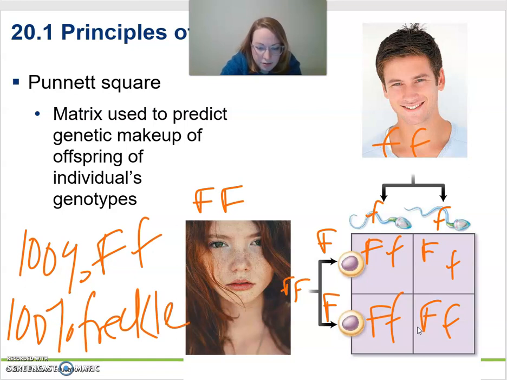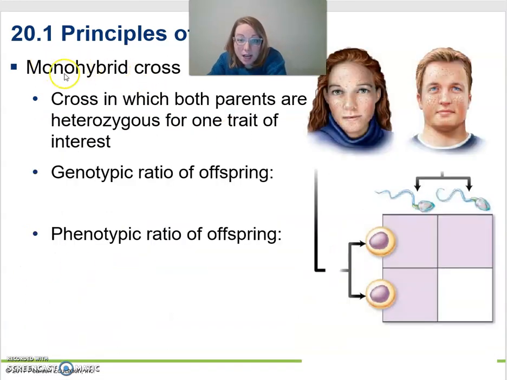But the other reason why this doesn't work so well with humans is it requires crossbreeding of siblings, not usually socially acceptable in humans. Okay, so a lot of the times we'll use flies or plants, right? So a monohybrid cross is where we're looking at one trait, one gene, of heterozygous.